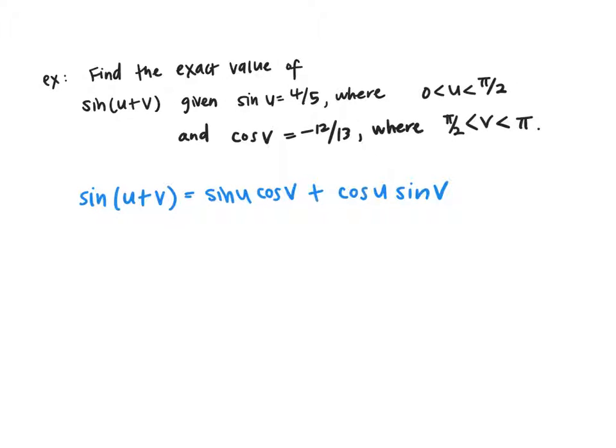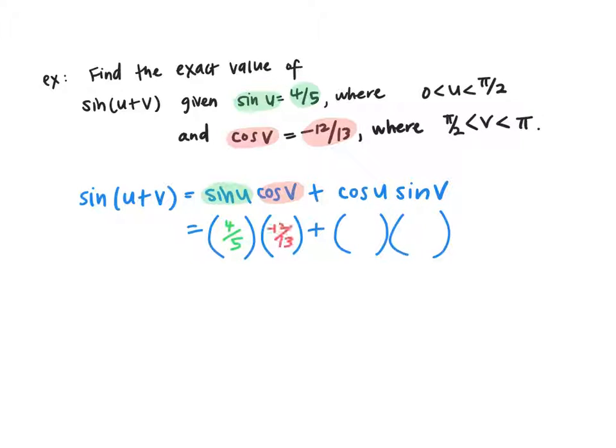So remembering the sum formula, it's sine, cosine, cosine, sine, where they have the same sign in the middle. So I have to figure out what this is going to be equivalent to. But note that I already know that sine of u, I can substitute that with 4/5. I am also able to substitute cosine of v with negative 12/13. We're not given cosine of u or sine of v, but we are given some information.